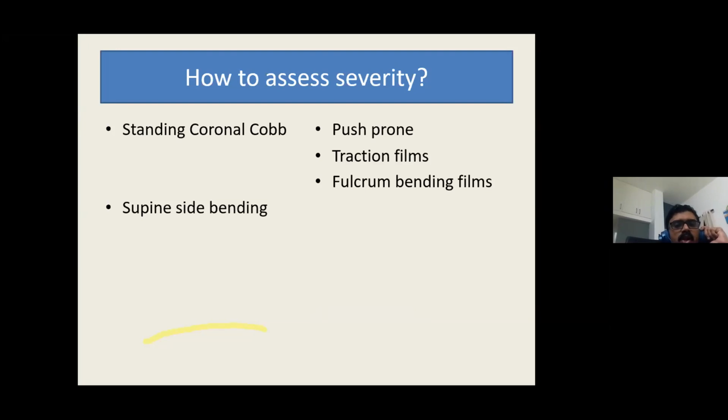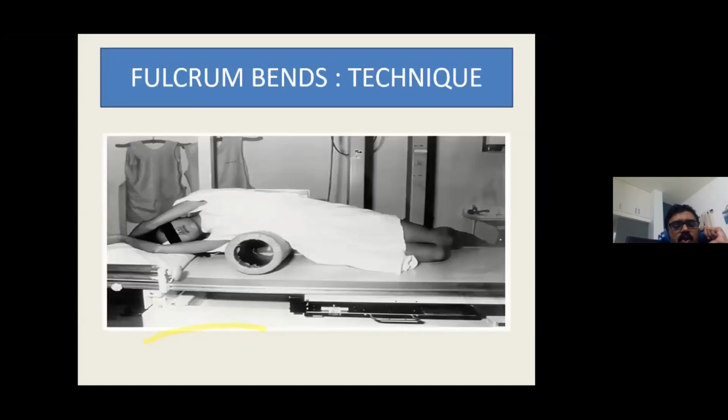So in that case, you can modify the X-ray that you take by using push-prone films or traction films. The third one, the fulcrum bending films, are the ones that we use in our unit. There is a standard way of taking the fulcrum bending films, and this is how we take them. The fulcrum is kept at the apex of the deformity, and the key thing is that the size of the fulcrum should be such that the pelvis as well as the shoulder should be free to hang down, and should not touch the X-ray table just like that.